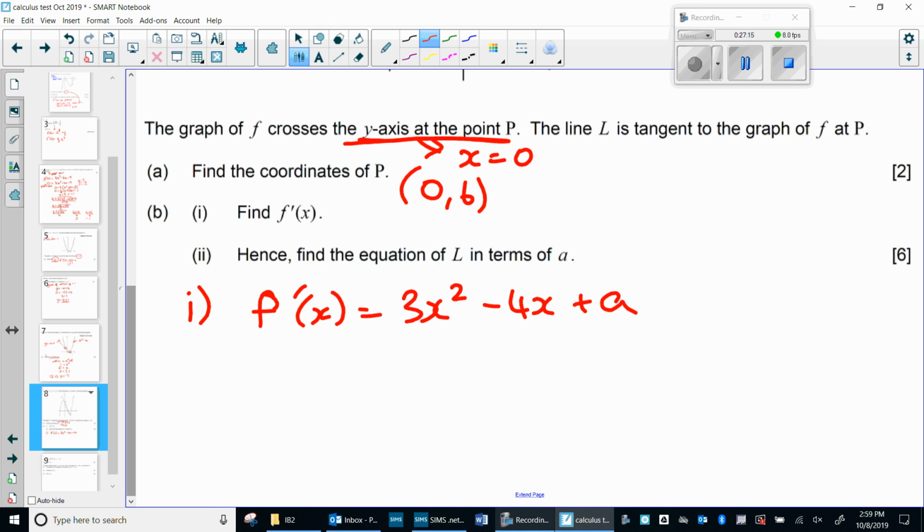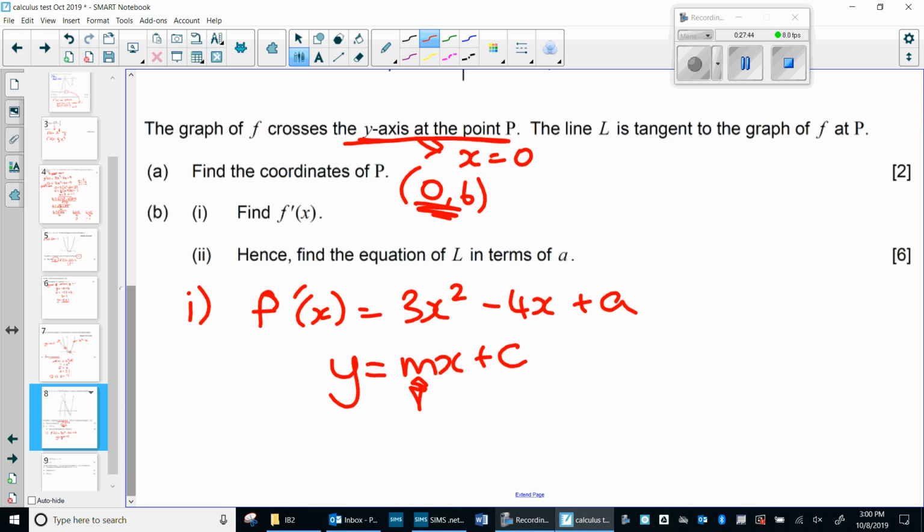So L is the tangent at P. We know these are our coordinates. So what do we do now? I just find the equation of the tangent. We need to find the gradient first, because we know it's y equals mx plus c. So we need to find the gradient. How do we do that?